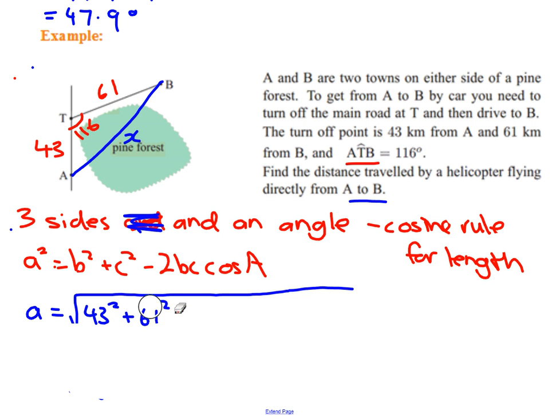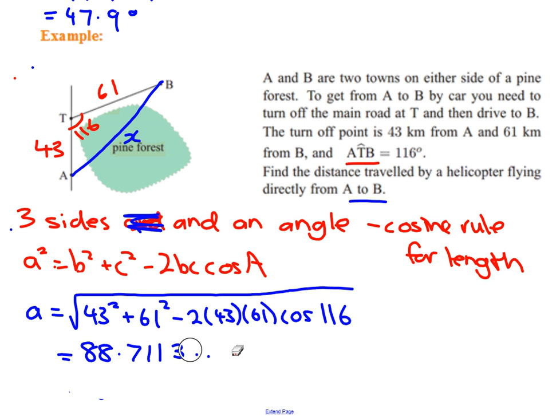Minus 2BC because of the angle. Angle has to be opposite the side that you're looking for. Throw it in a calculator just like that. Use your brackets for multiply. And hopefully you get something like this, unrounded. Good to write your unrounded answer first and then round to 3 sig figs, unless it states otherwise. But it didn't state otherwise, so we did 3 sig figs. Fabulous. 88.7 kilometers is that length there. So we've found what we're looking for.